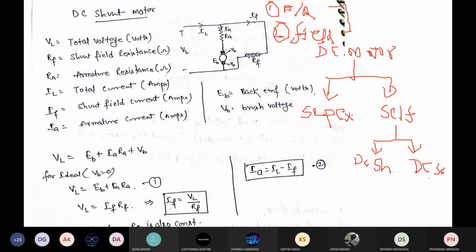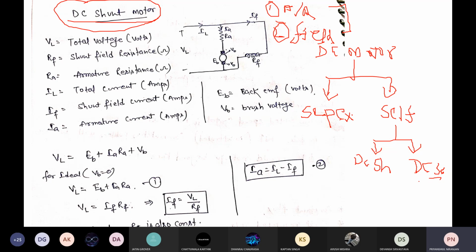Fine. Okay, so DC motor is divided basically into separately excited, where the two windings, armature winding and field winding, are separate, and self excited, divided into DC shunt motor and DC series motor. I am discussing the DC shunt motor here, because my experiment is speed control of DC shunt motor. So I will discuss the DC shunt motor in brief, but you should know about the DC series motor also.